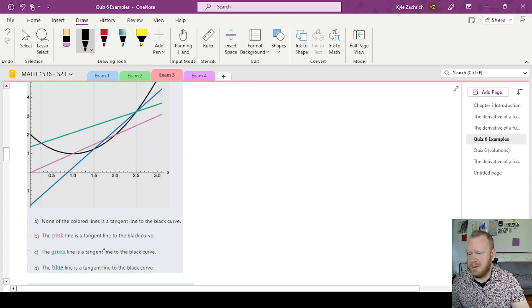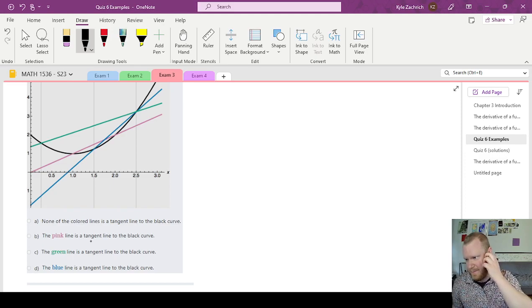Here's an interesting question. So we're asking, this is our curve in the black, and then we want to know which of these is a line tangent to the black curve. Well, this line is a secant line, this line is a secant line, and this line is a secant line. So none of those are true.